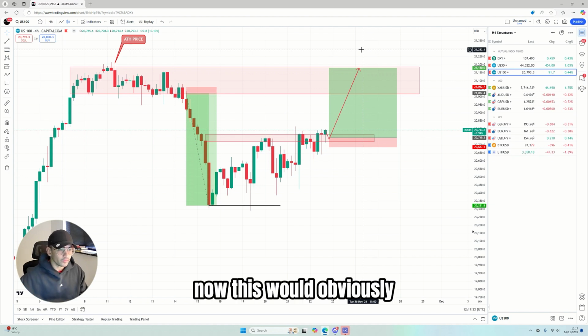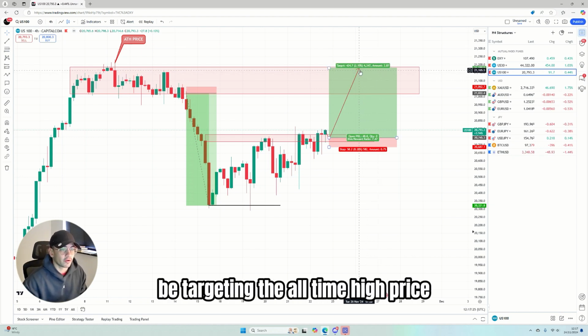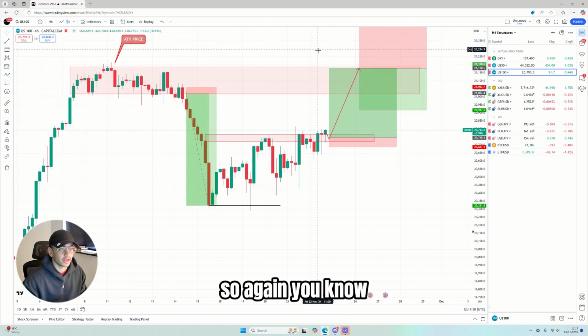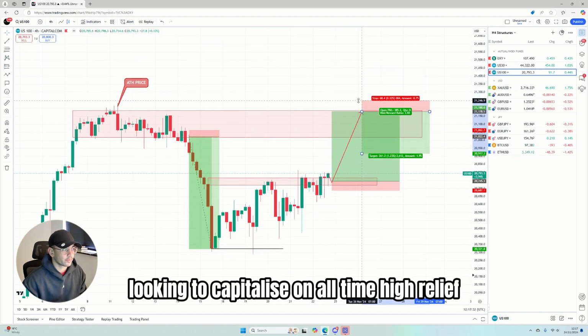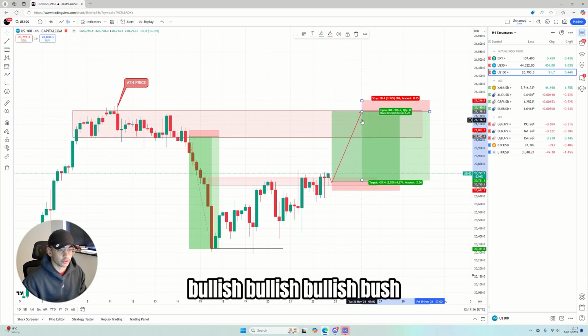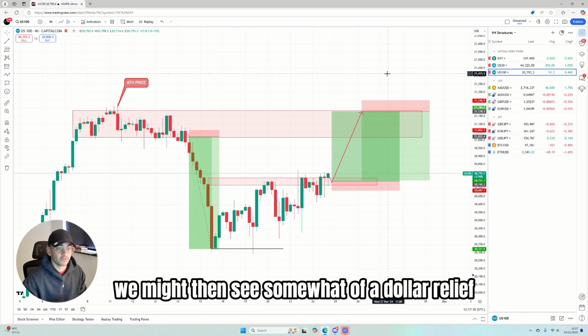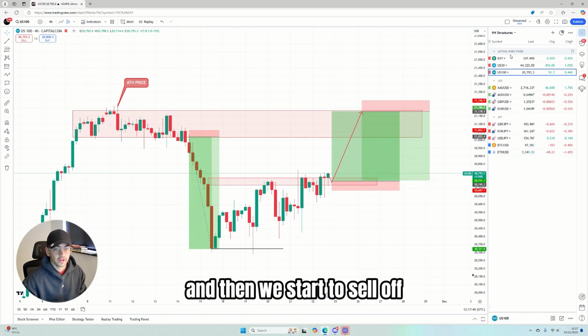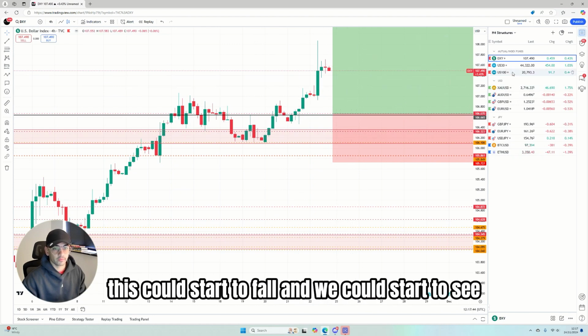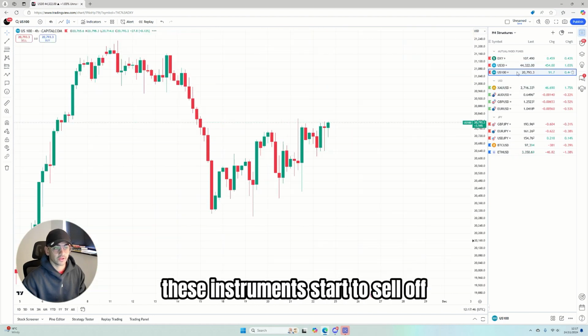Now, this would obviously be targeting the all-time high price, and then when we get to this region, that could look something similar to this. So again, if we are looking to capitalize on all-time high relief, so for example, we've been bullish, we might then see somewhat of a dollar relief, and then we start to sell off. So again, as we are climbing higher on the dollar index, this could start to fall, and we could start to see these instruments start to sell off.